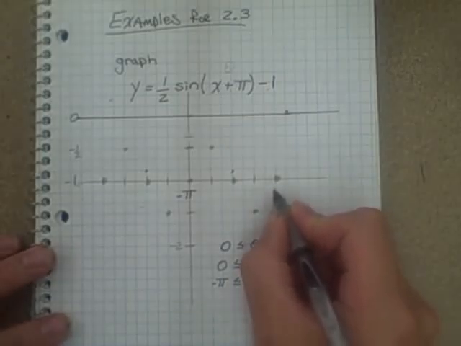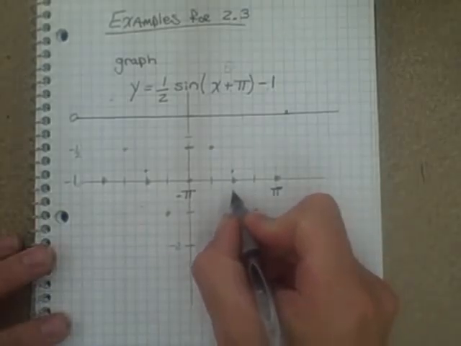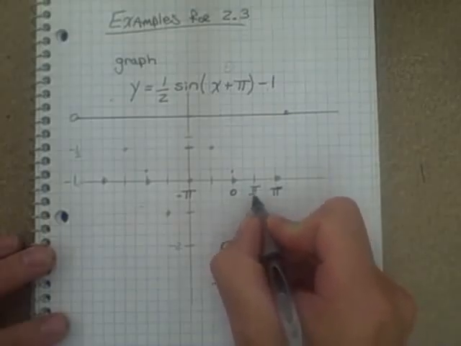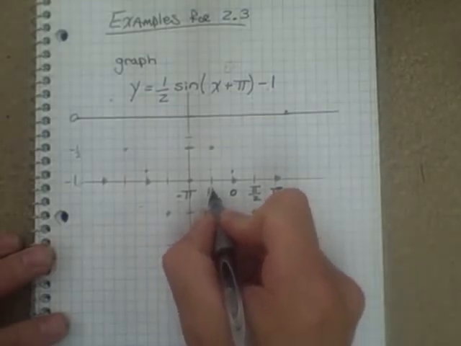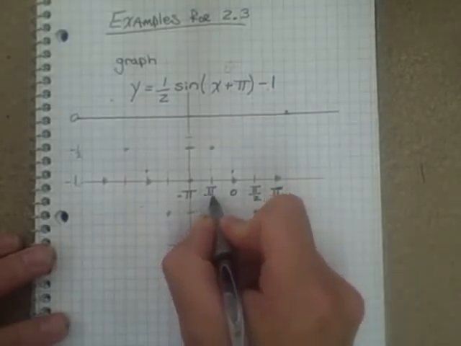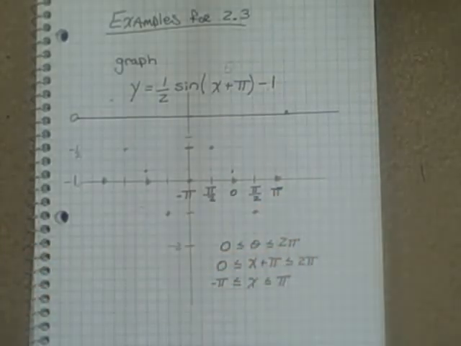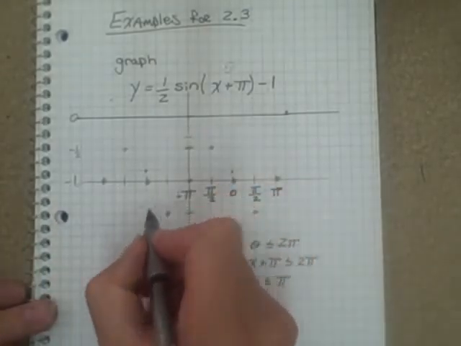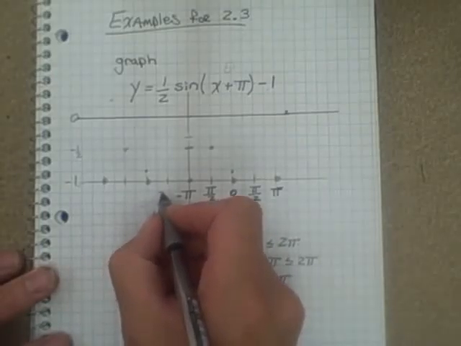So this becomes pi. Then halfway between pi and 2 pi is 0. And this is pi over 2. Halfway between pi and 0 is pi over 2. And halfway between negative pi and 0 is negative pi over 2. And we can see that each of these is going in 90-degree or pi over 2 increments. So I can just count back now in pi over 2 increments down.